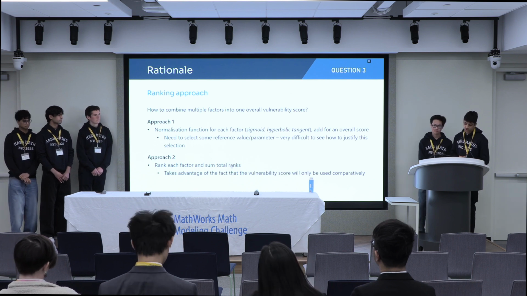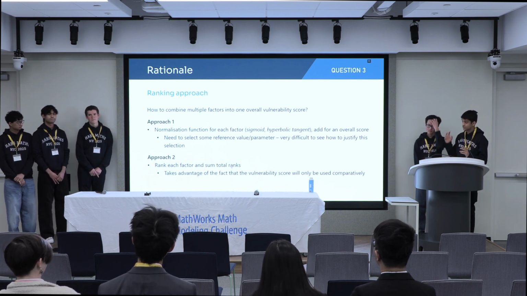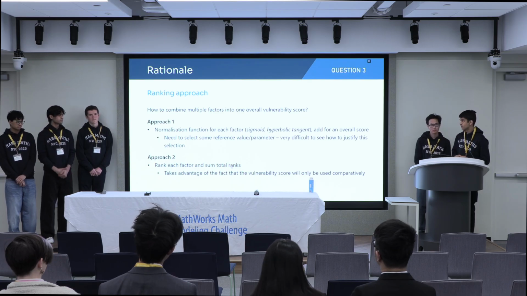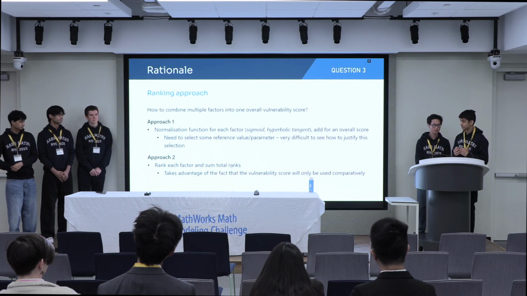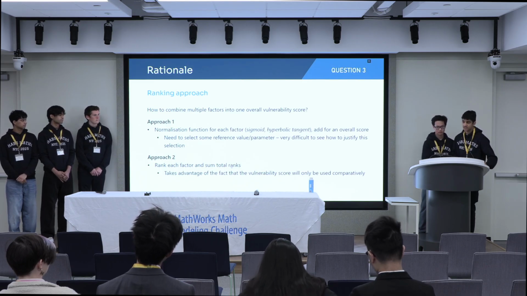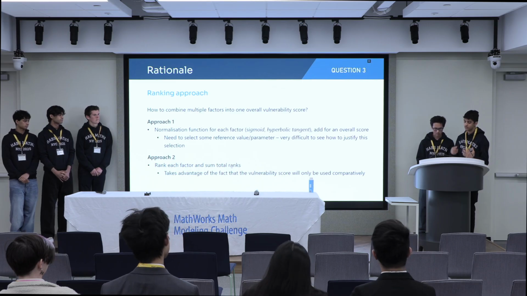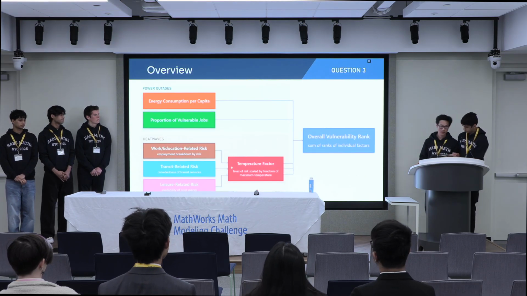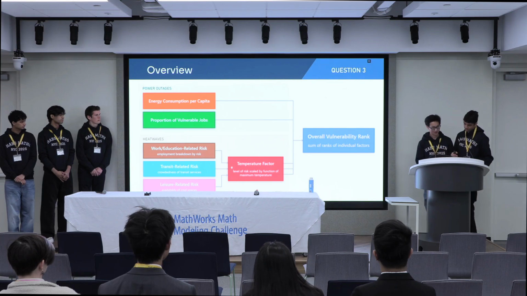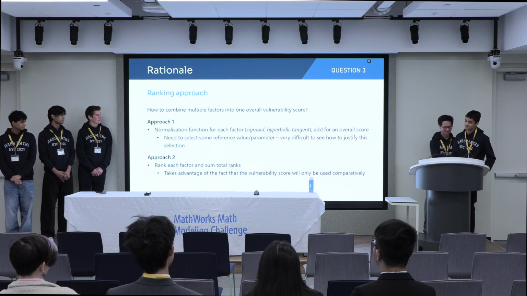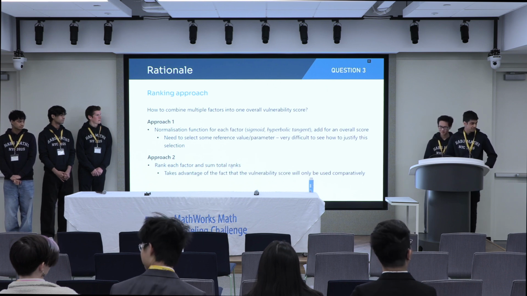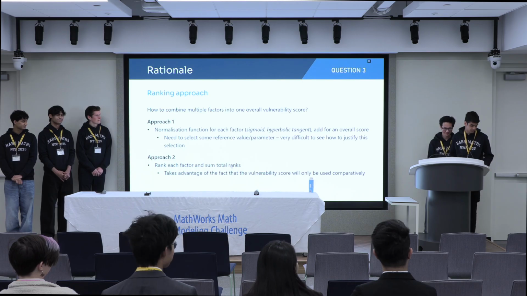The first approach was to put each factor through a normalization function and then sum them up. We decided that this would be difficult to justify, which normalization function to use. So we considered approach 2, which was ranking each factor and summing the total ranks. The advantage is that it's more versatile when comparing the neighborhoods in Birmingham. I also would like to say that we really wanted to use k-means clustering, but if we had more time and more data, that would be much more feasible.